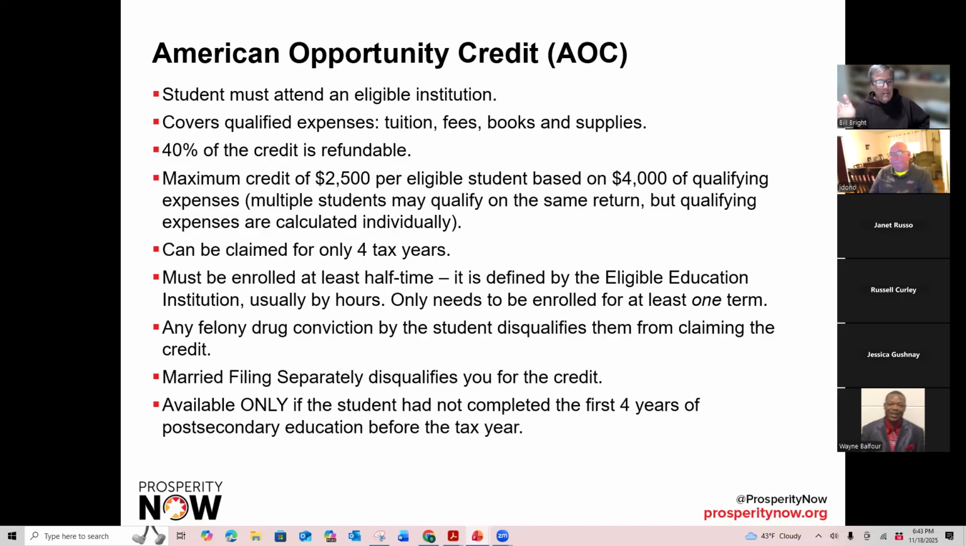They can't file married filing separate. And again, it's only available if they had not completed the first 4 years of post-secondary education before the tax year. So what you have to remember is generally the school year goes over 2 calendar years. But for purposes of how this is calculated, generally, if someone graduates high school in May or June, they start college in September. They're going to be paying for the spring semester by December. So that's where all those expenses get lumped in.